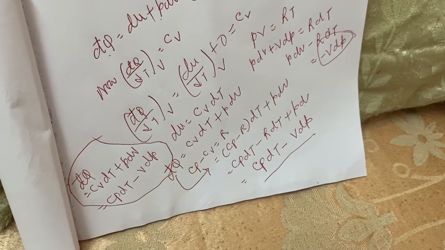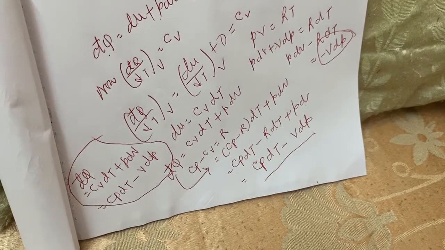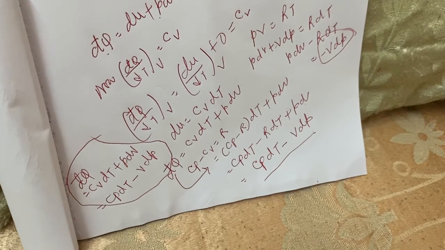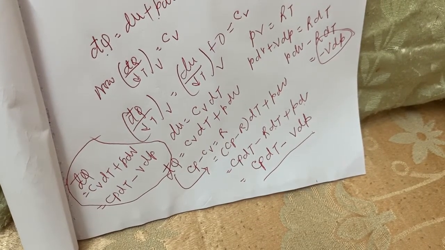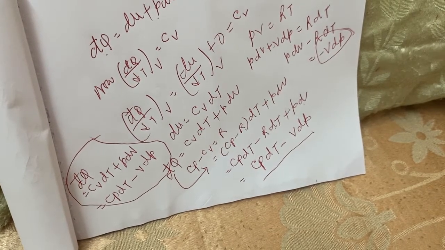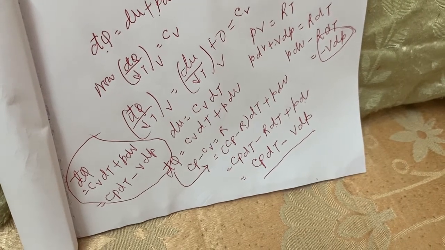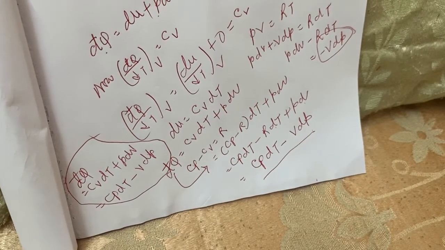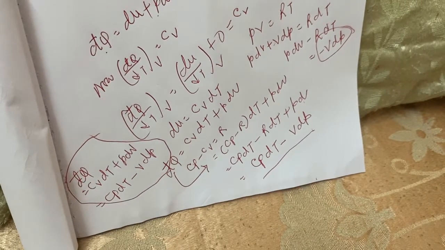You have to remember both of these equations, because if the experiment is performed at constant volume, then dq is equal to Cv dt. If the experiment is performed at constant pressure, the equation becomes Cp dt. And this equation is valid for an ideal gas.